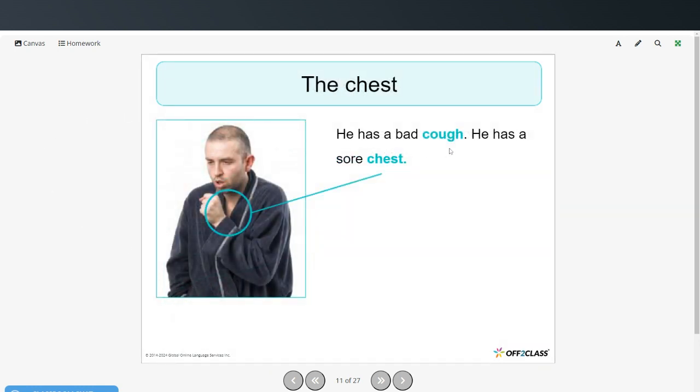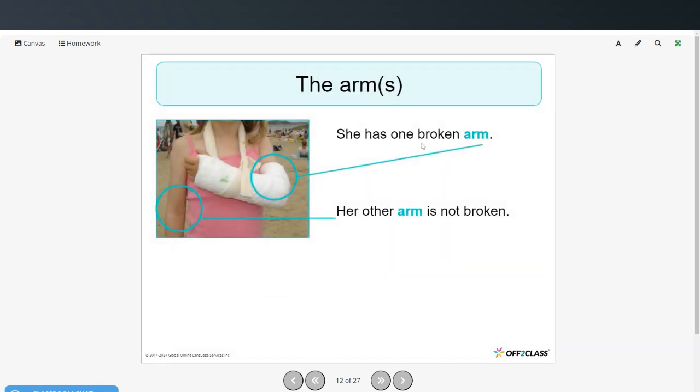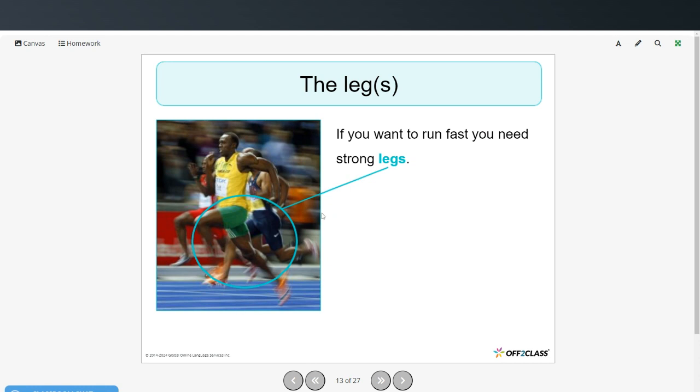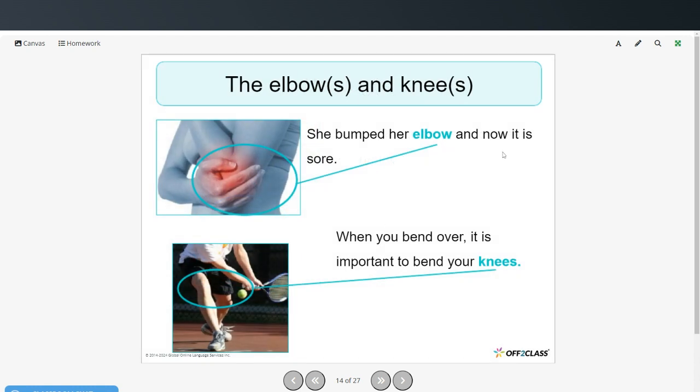He has a bad cough. He has a sore chest. She has one broken arm, so this is the broken arm, and her other arm is not broken. And legs, if you want to run fast, you need strong legs. She bumped her elbow, and now it is sore, so that elbow is the joint right there.